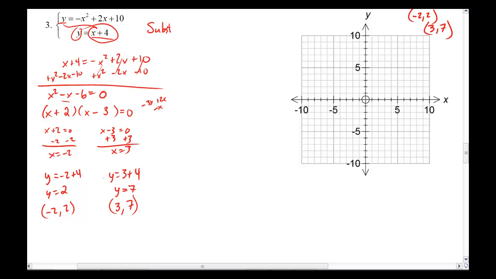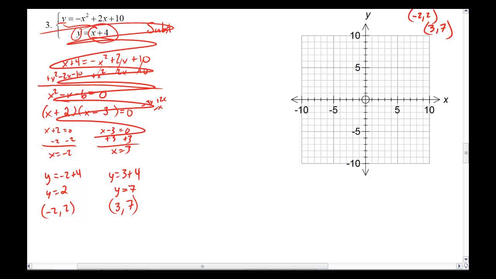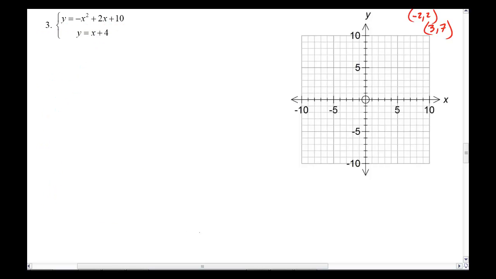Not so bad. So now, again, we're going to go and rewind everything, because we're now going to do our favorite, graphing. Just like that. So we're going to go ahead and graph. And to graph, I'm going to do the linear one first, just because it's easier.